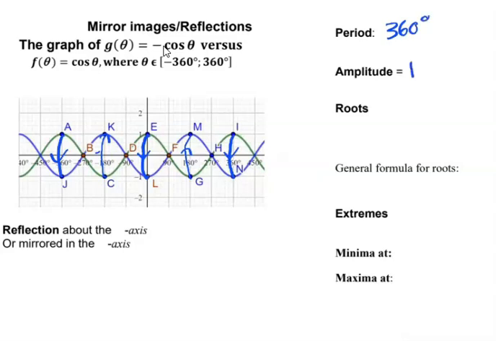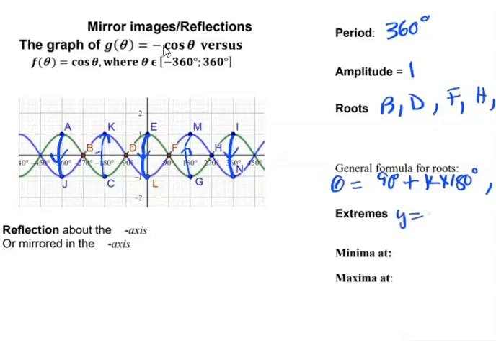We still have the same amplitude. We have exactly the same roots. So the roots are still at B and D and F and H, etc. And the general form is still theta equal to 90 degrees plus k times 180 degrees, just like before. Exactly the same. The extremes are still y equal to minus 1 and y equal to plus 1. It's just they occur at different positions.